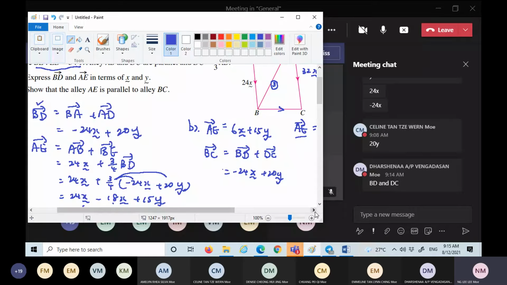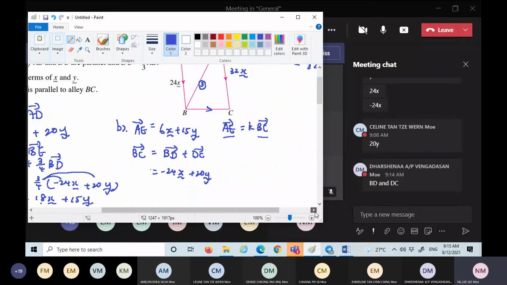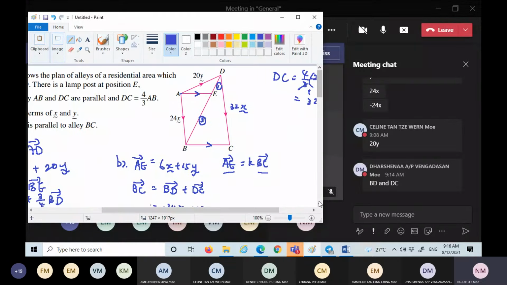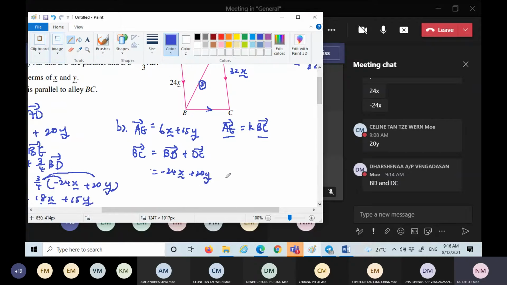Next DC. Let me see DC. DC is here. DC is the same direction as the AB, so it's positive 32x. Then combine the x. 32 minus 24, 8x, 20y. So now I am ready with the AE and the BC.